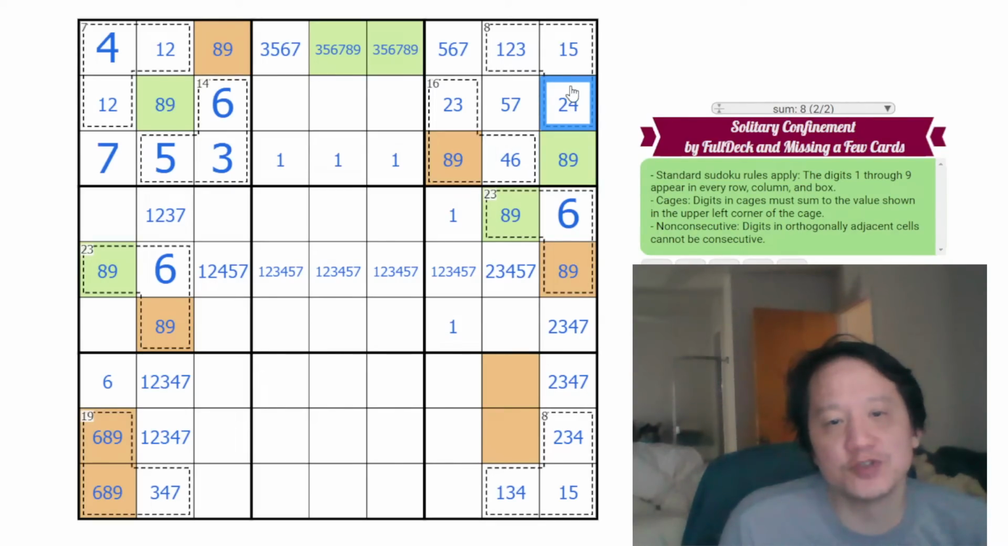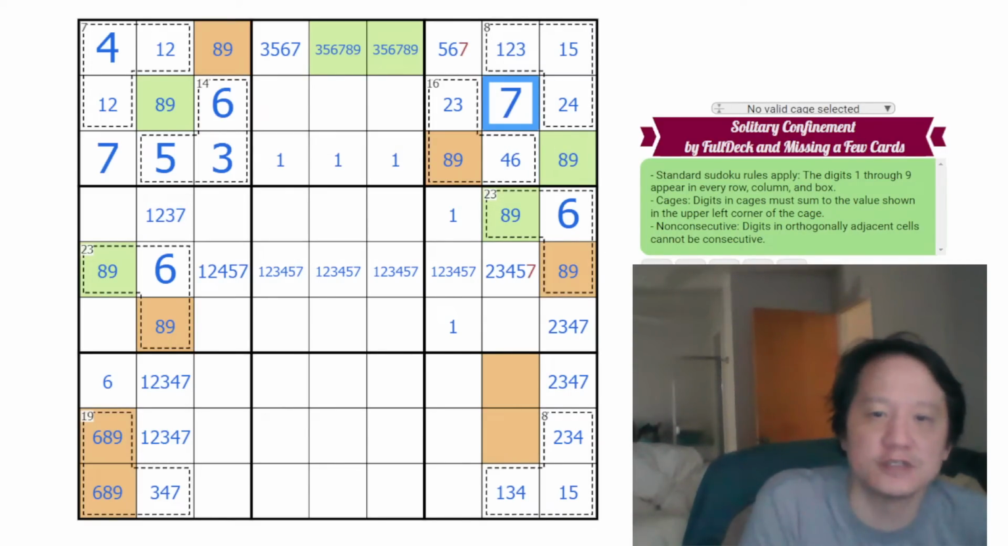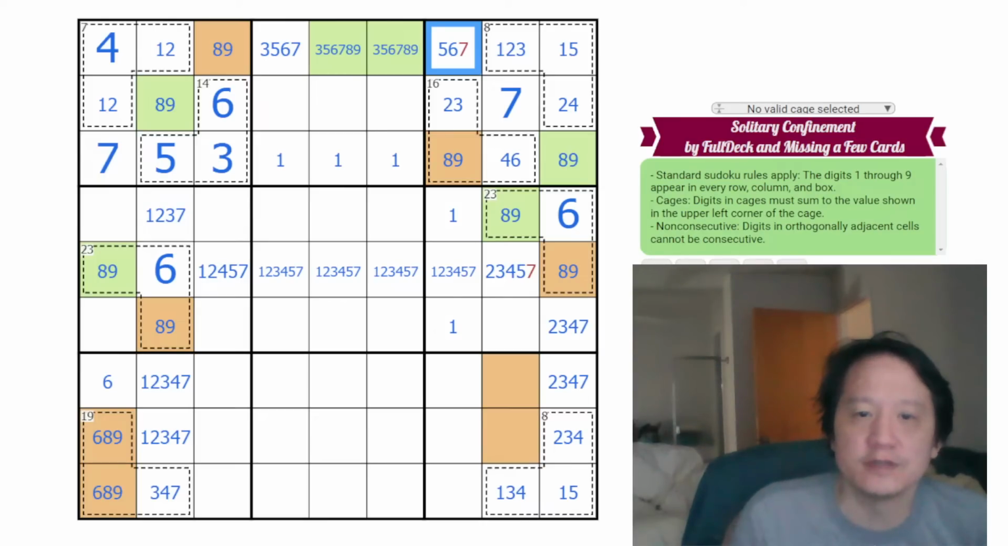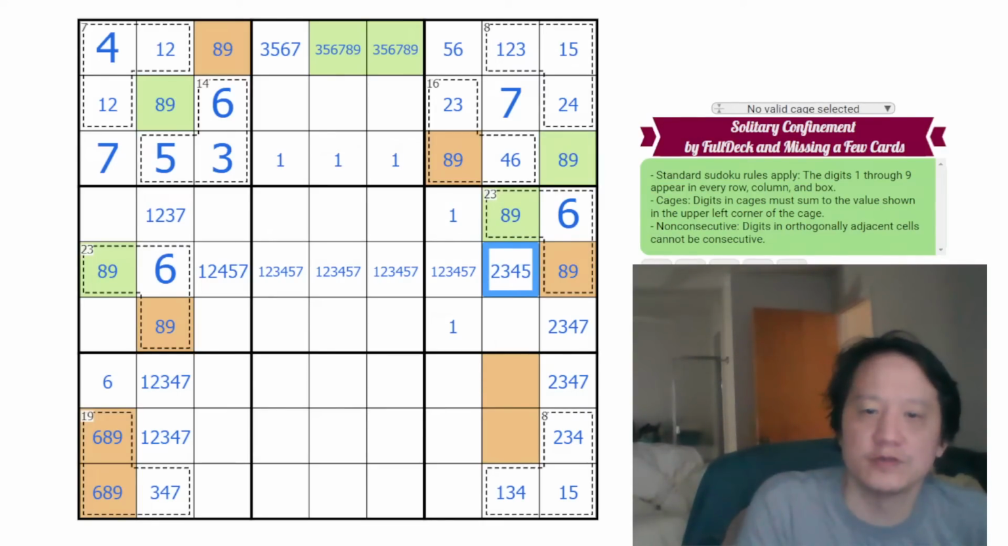So both 4s are here, right? So if this is 4 or that's 4, the only places for 4 can be either here or here. So they both see that. So this cannot be 5. So this is 7. So this cannot be 7. This is 5 or 6. So this can't be 7.